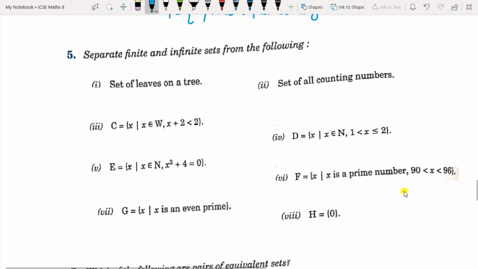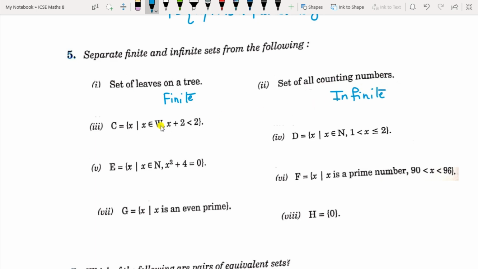Let us see question number 5. Separate finite and the infinite sets. So which are the finite and which are the infinite, that you have to write. Set of leaves on a tree. So they are finite. Then set of all counting numbers. Counting numbers are infinite.